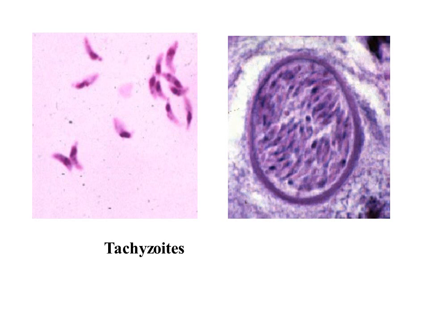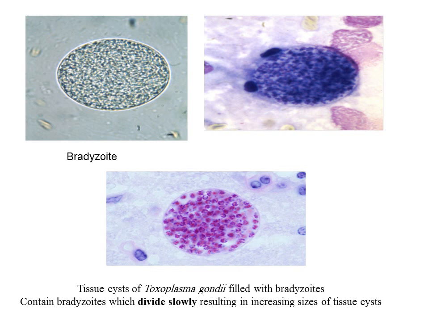This figure shows the tachyzoite stage of Toxoplasma gondii. This figure shows the bradyzoite stage of Toxoplasma. The tissue cyst of Toxoplasma is filled with bradyzoites, which divide slowly, resulting in increased size of the tissue cyst.